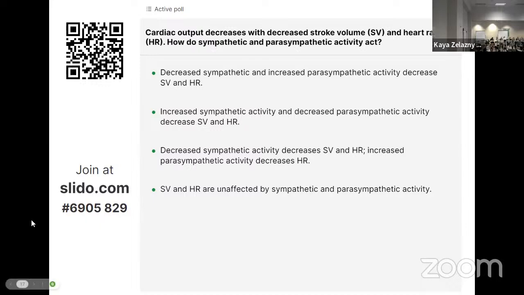This is an example of a question asking us how to link up these factors. So we're trying to figure out what's happening. If we observe a decrease in cardiac output, a low cardiac output, we want to be able to explain that. So we're trying to figure out how we link together everything that can affect our stroke volume, our heart rate, specifically asking about what would be happening with our sympathetic and parasympathetic nerves.